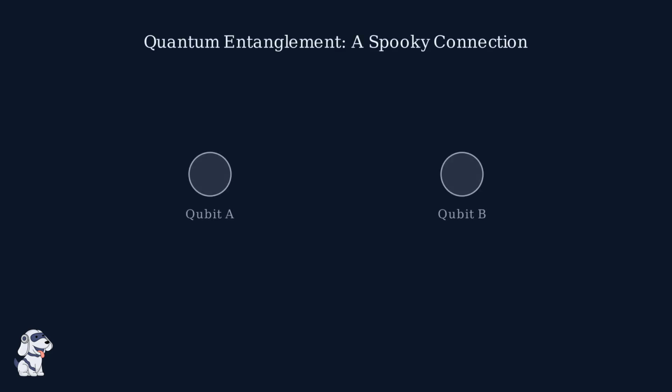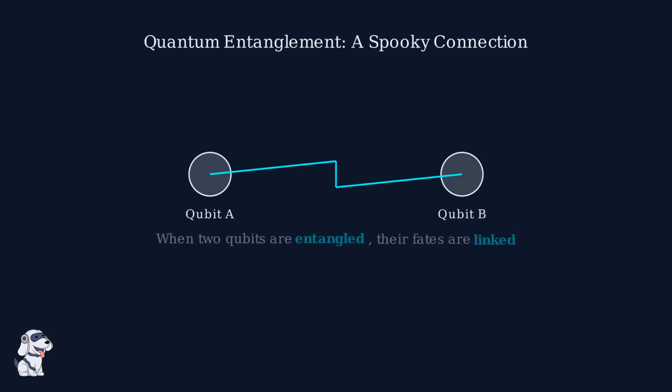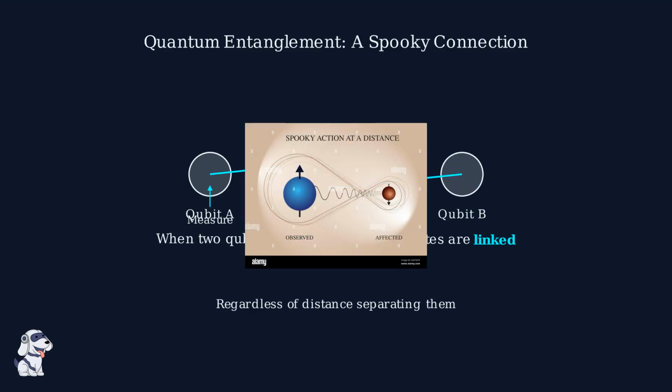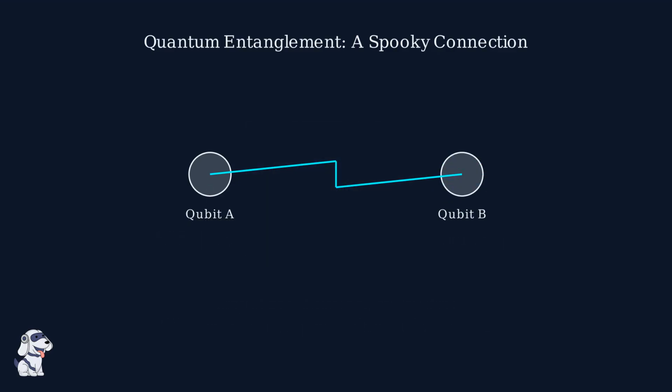Entanglement is another key quantum property. When two qubits are entangled, their fates are linked. Measuring the state of one instantly determines the state of the other, regardless of the distance separating them. This spooky action at a distance, as Einstein called it, enables complex correlations and computations that are impossible with classical systems.